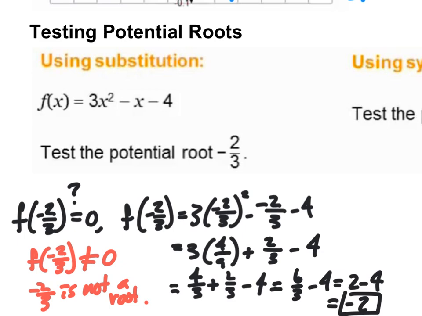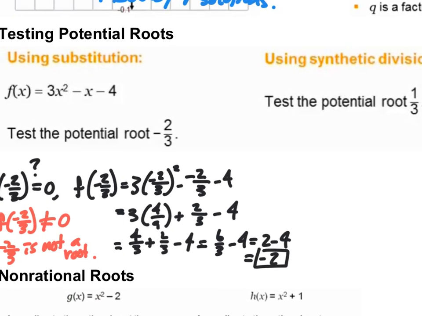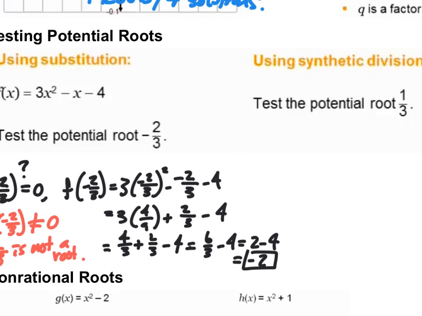Now, the other thing we could do is test the potential root of 1/3. Probably one of the easier ways of doing it, depending on whether you thought this was easier or harder, and probably the method that I will use the most, is synthetic division. So I want to set up that process here. I'm going to go 1/3, and then divide it out from this polynomial. I'm going to list out my coefficients, which are 3, negative 1, and negative 4.